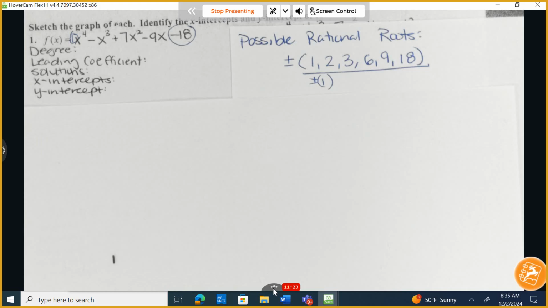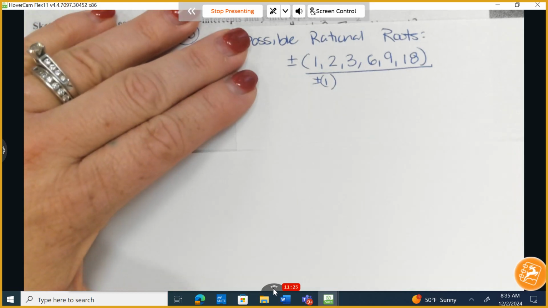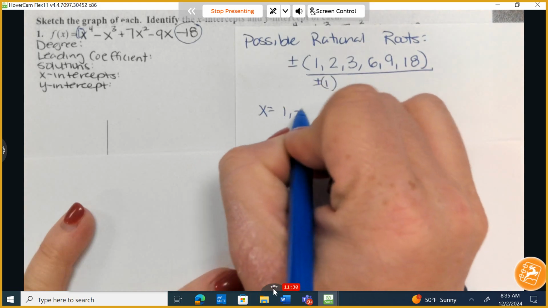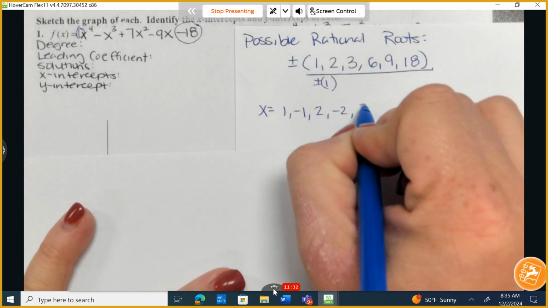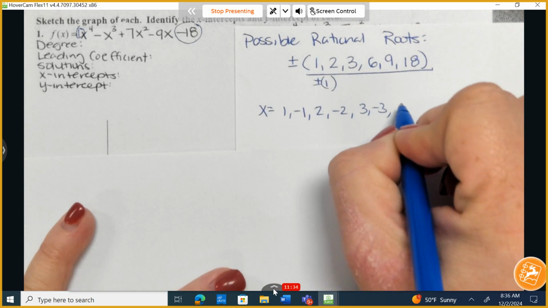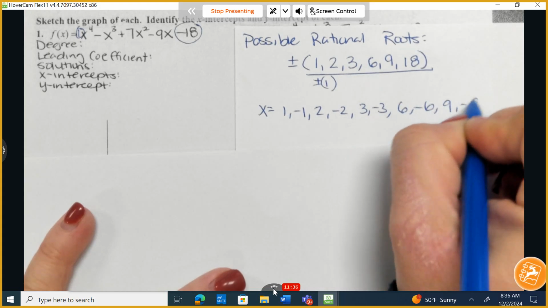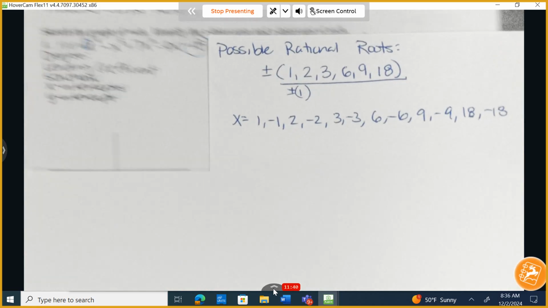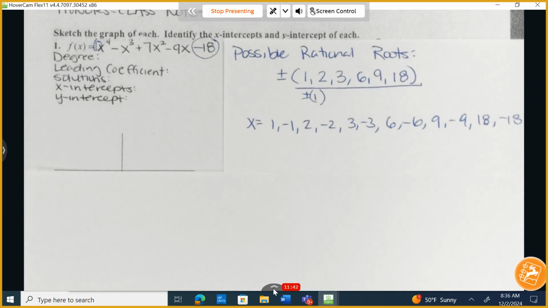So I'm going to list these out. Here are the possible rational roots. Please make sure you're doing the exact same thing. So I have 1 and negative 1, 2 and negative 2, 3 and negative 3, 6 and negative 6, 9 and negative 9, 18 and negative 18. Those are my possible rational roots.